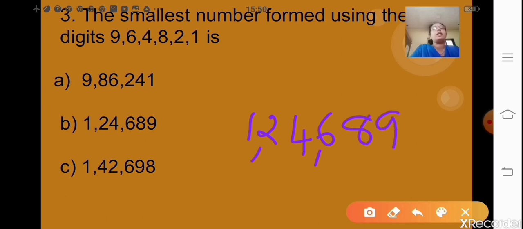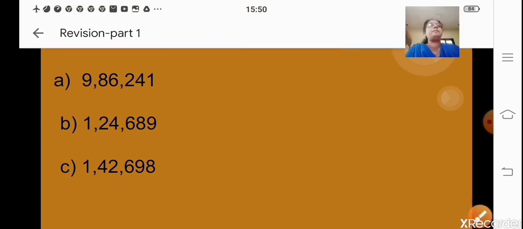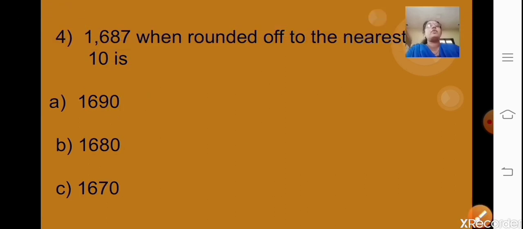So what is your correct option? Your correct option is the second one, that is B, 1,24,689. So whatever the question is asked, solve it in your book and then choose the correct options. Coming to the fourth question.